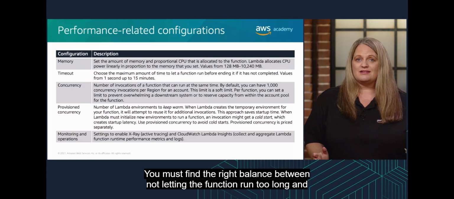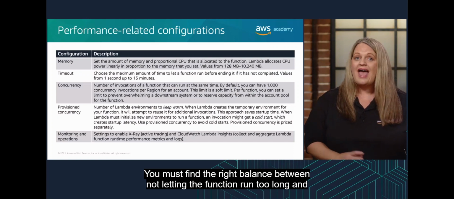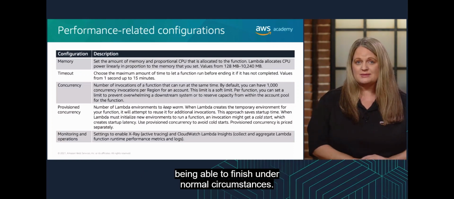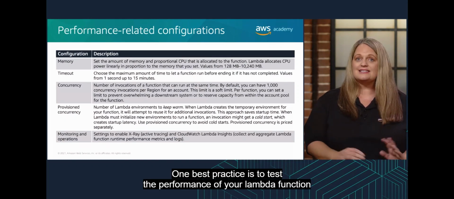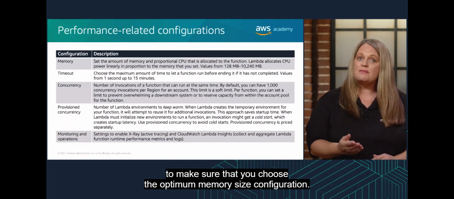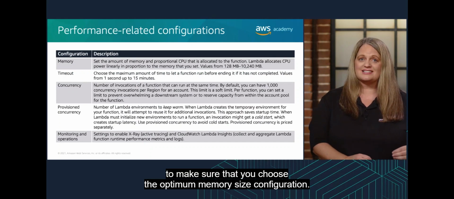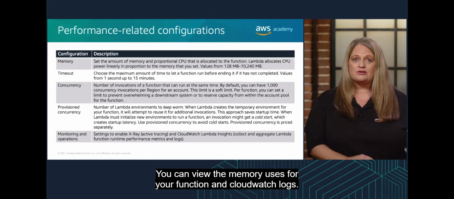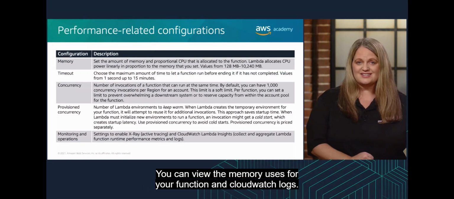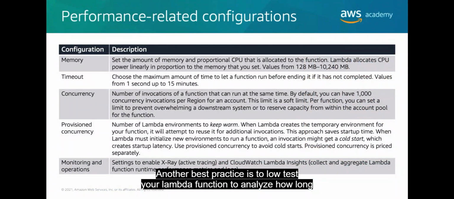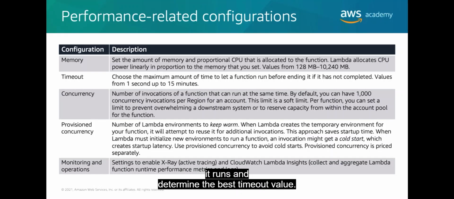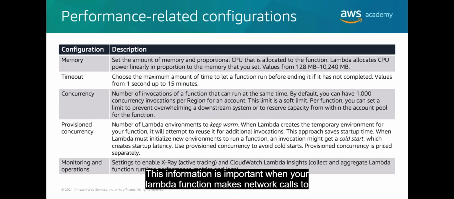You must find the right balance between not letting the function run too long and being able to finish under normal circumstances. One best practice is to test the performance of your Lambda function to make sure that you choose the optimum memory size configuration. You can view the memory usage for your function in CloudWatch Logs. Another best practice is to load test your Lambda function to analyze how long it runs and determine the best timeout value. This information is important when your Lambda function makes network calls to resources that might not be able to handle the scaling of Lambda functions.